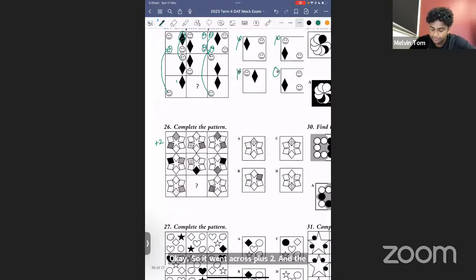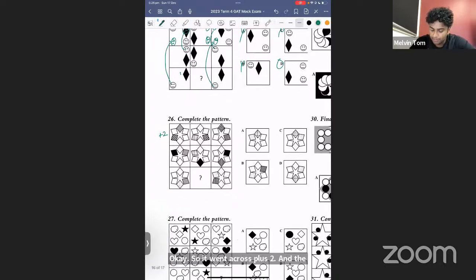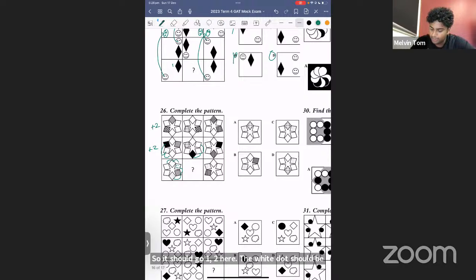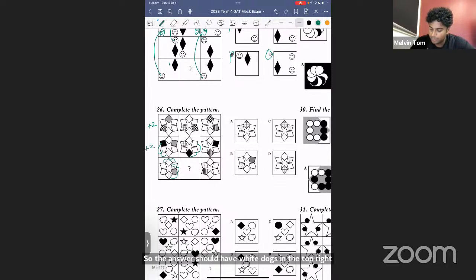In the next row, the color that went across is black, so it went 1, 2 to here, 1, 2 to here. So the color that went across is plus 2. And finally, in the bottom row, we have the white dots. So far we know it goes plus 2, so it should go 1, 2 to here. The answer should have white dots in the top right corner, which cancels out A and B. So it has to be C or D.